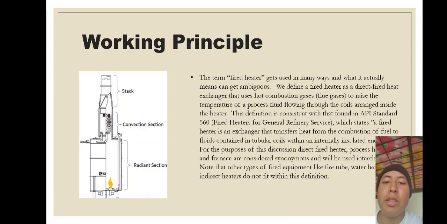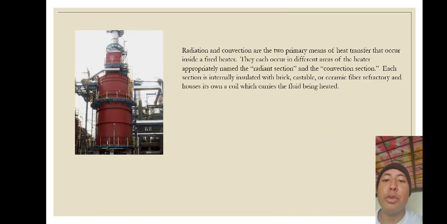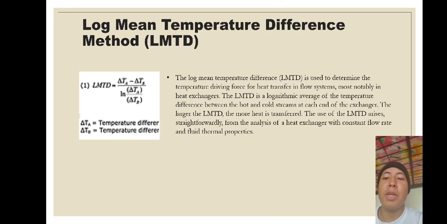For the purposes of this discussion, direct fire heater, process heater and furnace are considered synonymous and will be used interchangeably. Note that other types of fired equipment like fire tube, water bath and indirect heaters do not fit within this definition. Radiation and convection are the two primary means of heat transfer that occur inside a fire heater. They each occur in different areas of the heater, appropriately named the radiant section and the convection section. Each section is internally insulated with brick, castable or ceramic fiber refractory and houses its own coil which carries the fluid being heated.